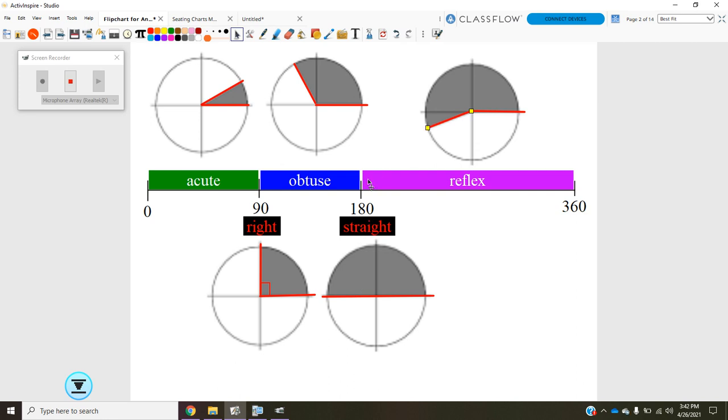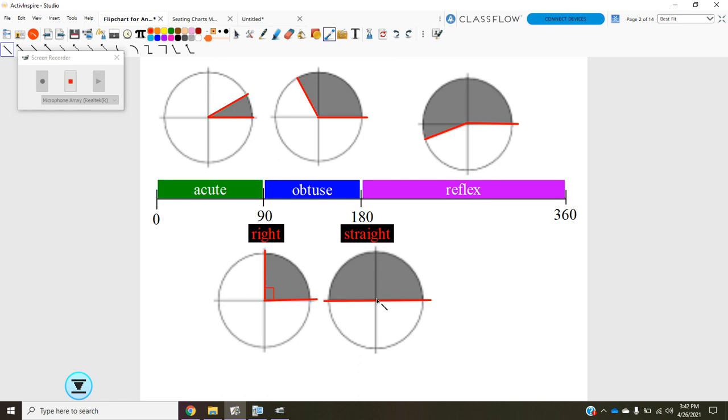A straight angle is exactly 180 degrees, and it looks like all one line, but it's actually two lines, where one line just opened all the way around to the other line.